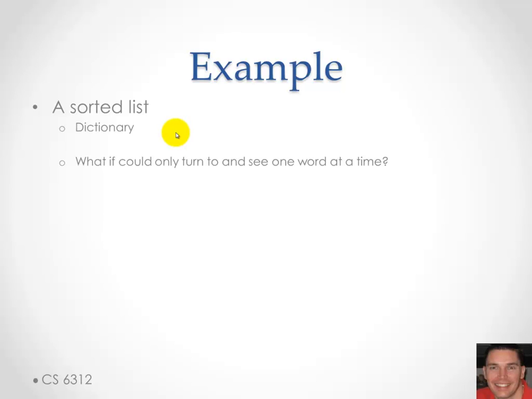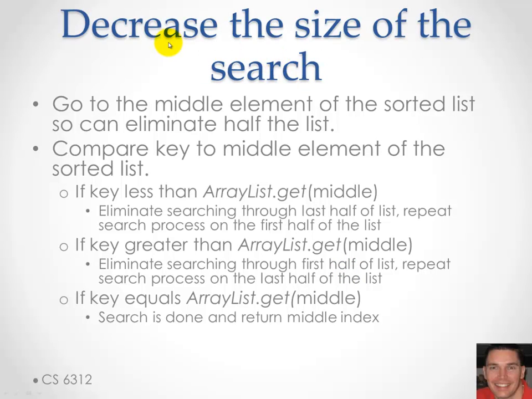So you're eliminating some of the words that you're searching through, just because you know that the dictionary is sorted. What we need to do then is come up with an approach to decrease the size of the search on each iteration. And we want to decrease it by as much as possible. The best way to do this is to go to the middle element of the sorted list so we can eliminate half the list.